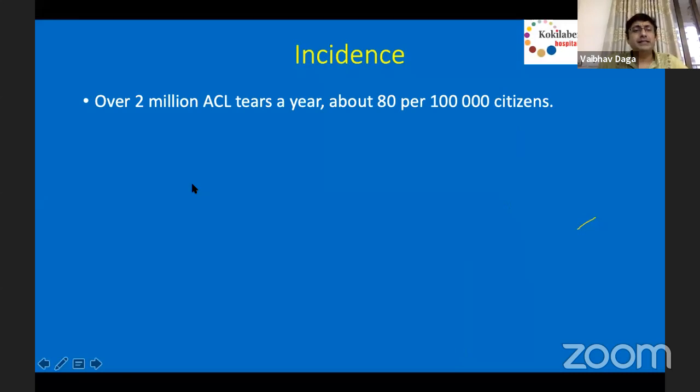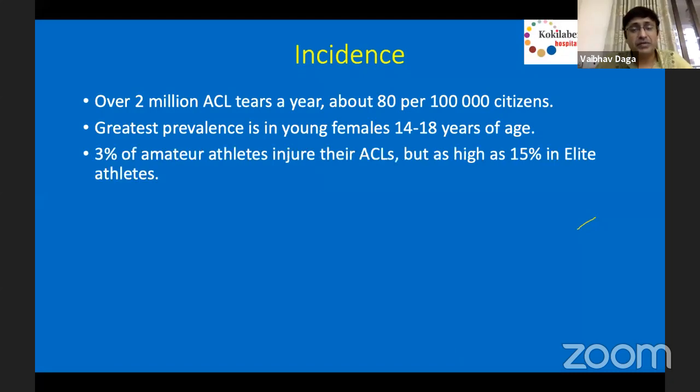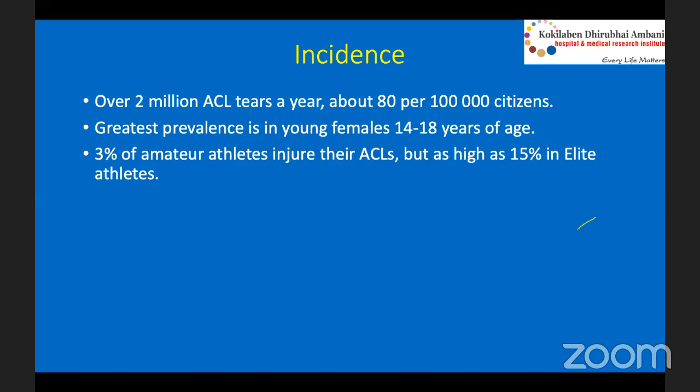Okay, incidence, as I said, there are around 100,000 to 300,000 over the whole world. Over 2 million ACL tears a year, about 80 per 100,000 citizens, was found in a study in the USA. Greatest prevalence is in young females, as I said, 14 to 18 years of age. 3% of amateur athletes injure their ACLs, but as high as 15.